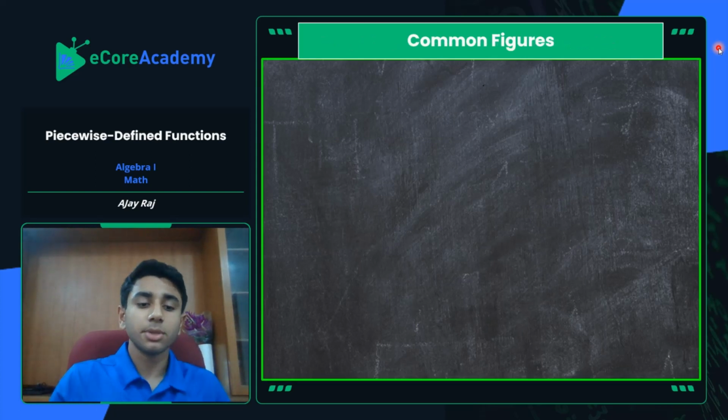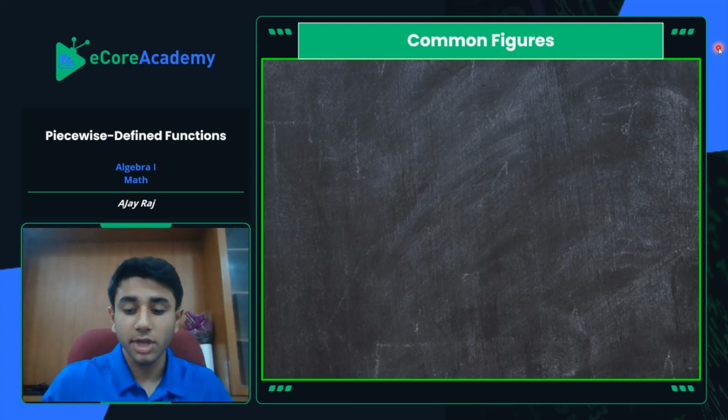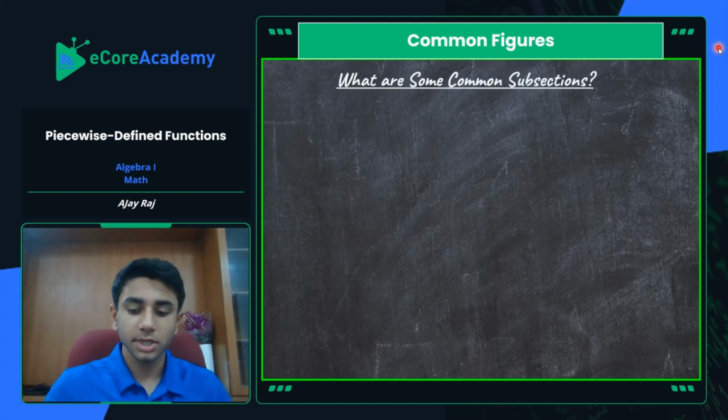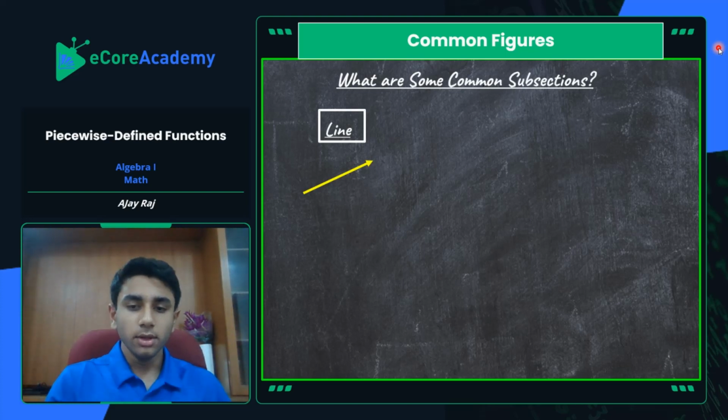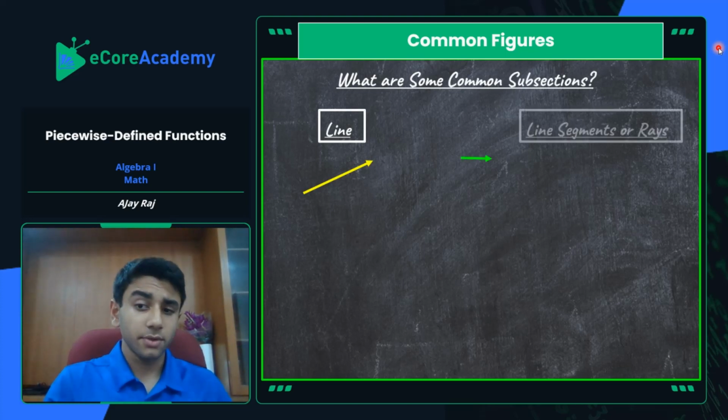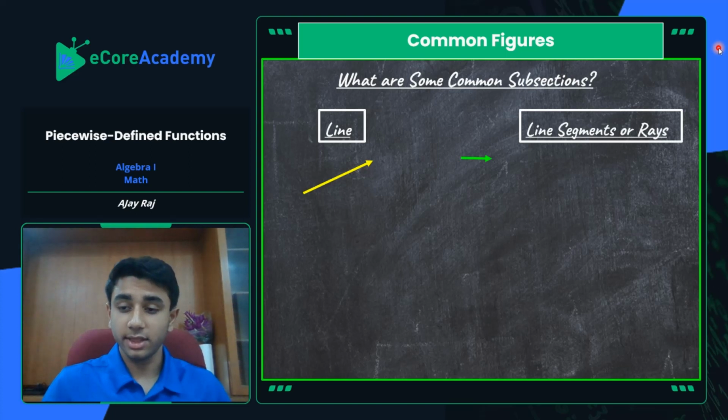All right, now let me show you some common figures that you're going to come across when it comes to splitting up or looking at subsections. So what are some common subsections? Let's take a look at our original linear graph, a line. This is one of the common graphs, defined by the equation y equals mx plus b. A common subsection of a line would be a line segment or a linear array. Now, how would that look?